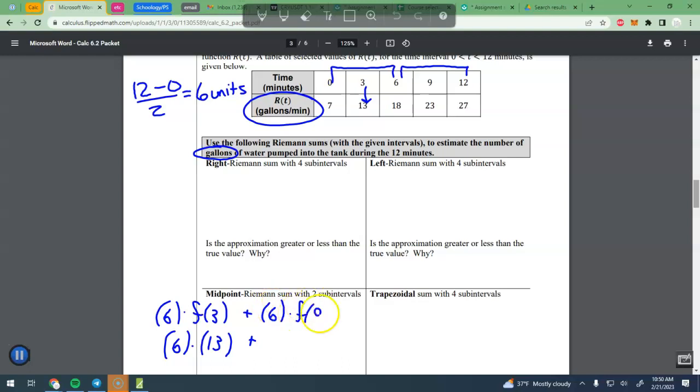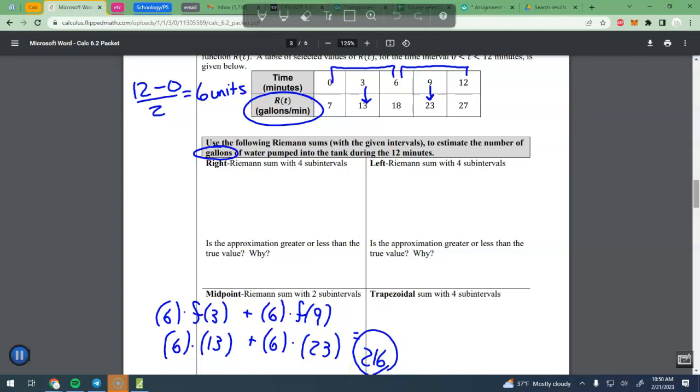I'm going to multiply by f of 9, because 9 is right in the middle of 6 and 12. So f of 9 is 23. Again, because I'm not looking at left or right endpoint, but the middle. And then you can figure out what that is. 6 times 36, 260.